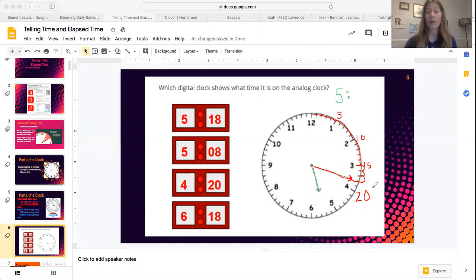So I know that my hour hand has passed 5 o'clock. That means it's in the 5 o'clock hour. And my minute hand has passed all the way to 18 minutes. So if I were to complete this task and I look over here, which one of these matches the time shown on the clock? 5 o'clock hour, so I know it can't be one of these. And 18 minutes. Oh, found it right here.